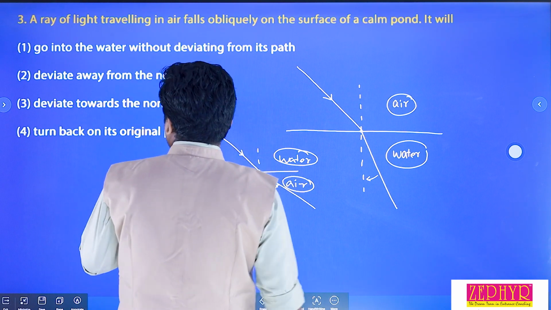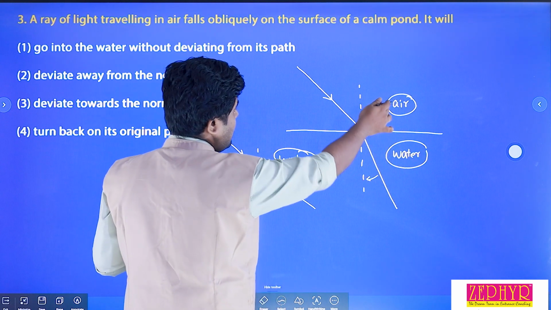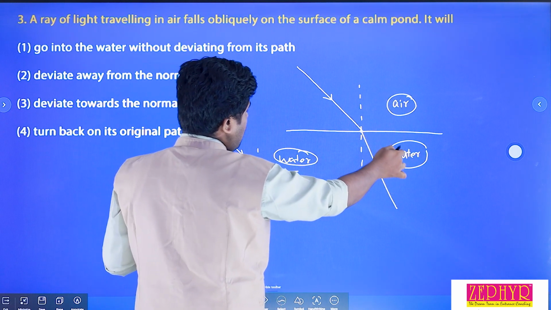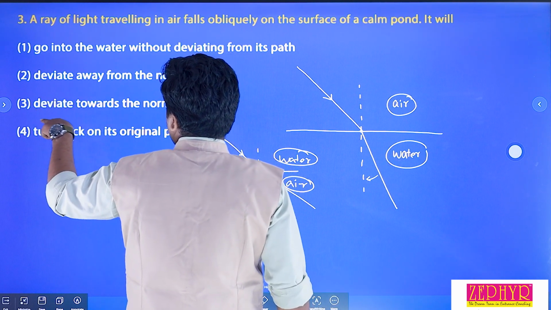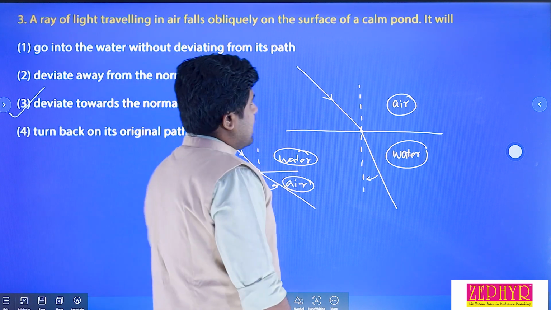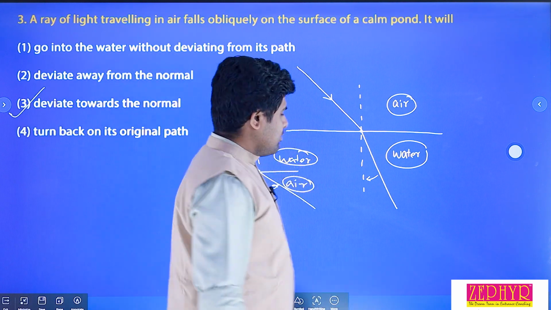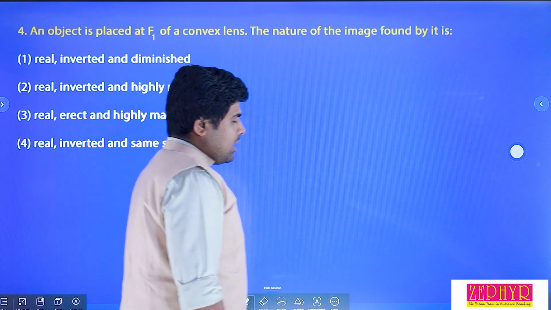So here the right answer: the light ray travels from air to water, rarer to denser medium, therefore the light ray moves towards the normal. So the light ray deviates towards the normal, that is the right option. Option 3 is the right answer. Clear? Then question number 4.